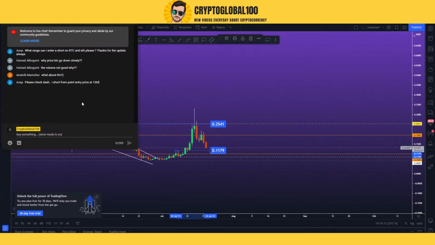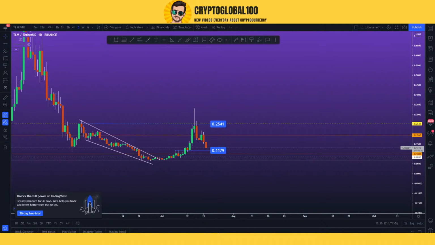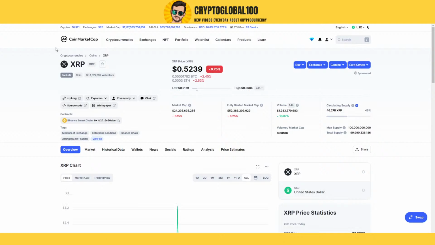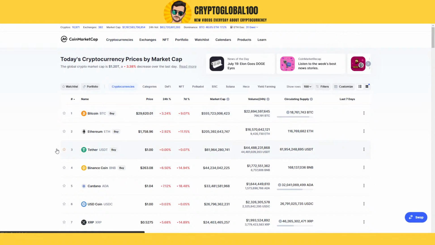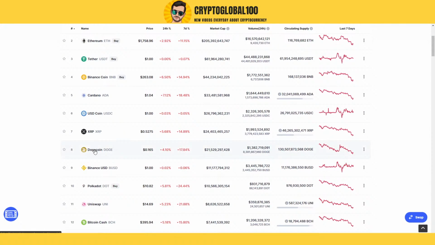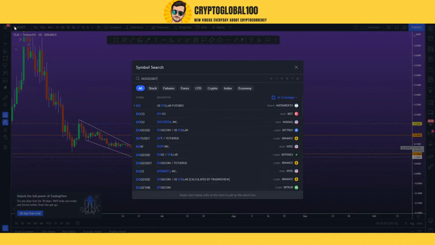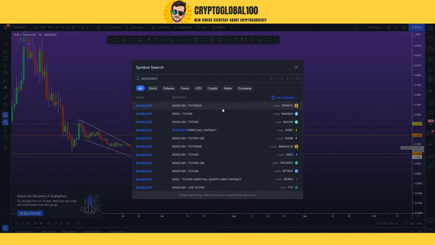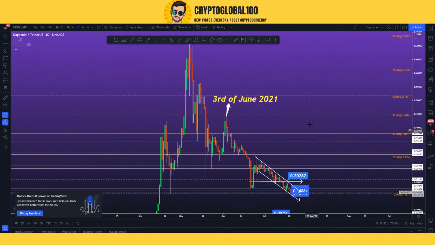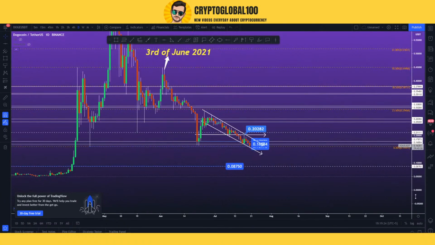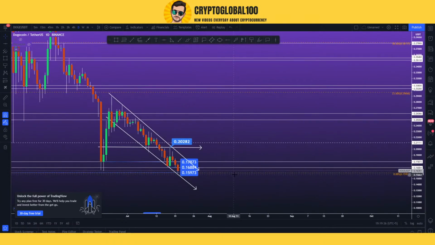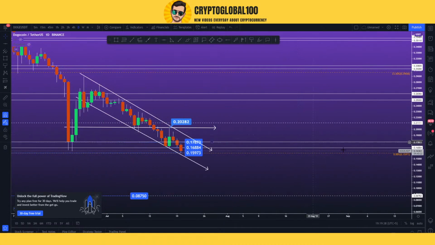Okay, do you have any questions? Please let me know. So XRP has been predicted as well. Now we have Dogecoin. Let's take a look at the Dogecoin now. What do we have here, guys? Just take a look at this one. Just take a look at yourself.